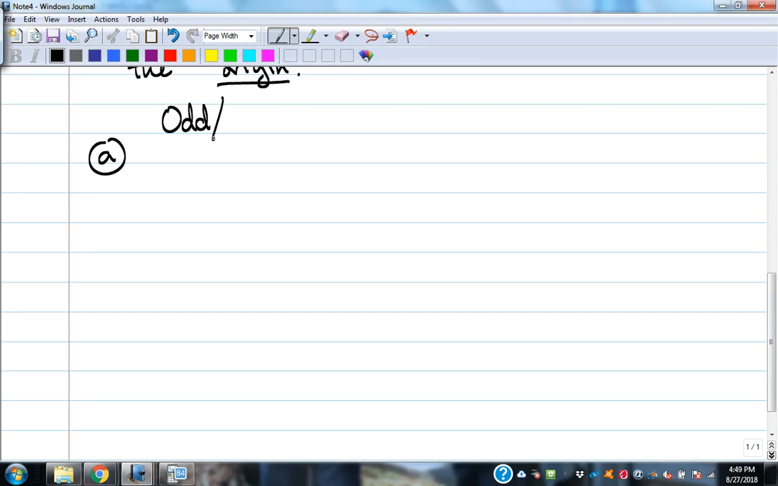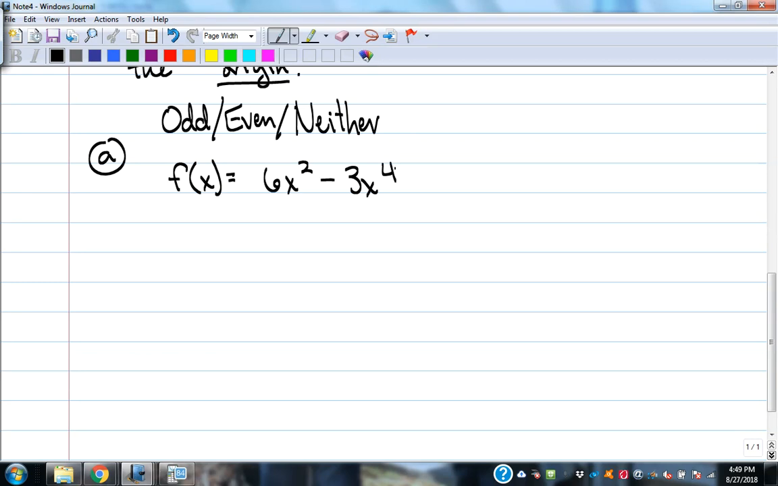We're looking for odd, even, or neither, or neither if you're not from Decatur County. So here's a function. I don't know where the line is that teaches you to say neither instead of neither. It's always been neither.